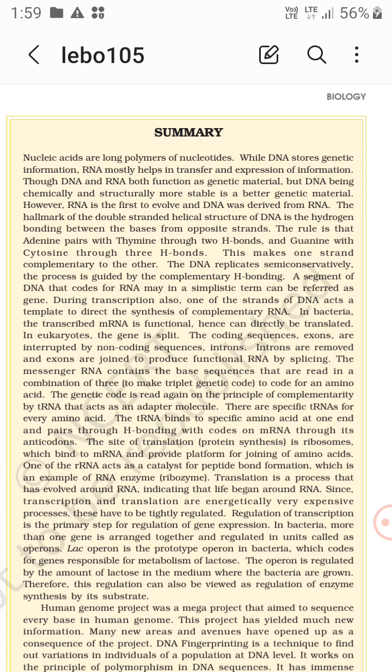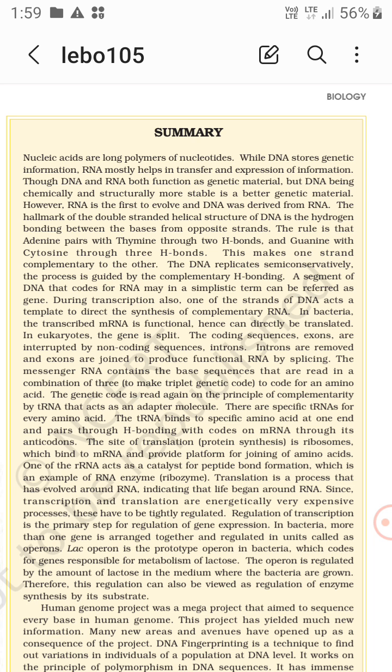The hallmark of the double-stranded helical structure of DNA is the hydrogen bonding between the bases from opposite strands. The rule is that adenine pairs with thymine through 2 hydrogen bonds, and guanine with cytosine through 3 hydrogen bonds. This makes one strand complementary to the other.